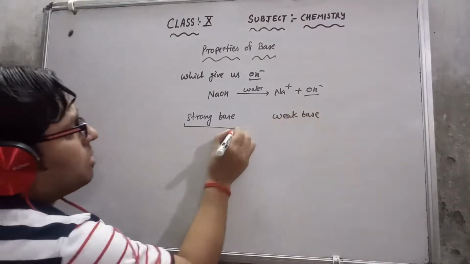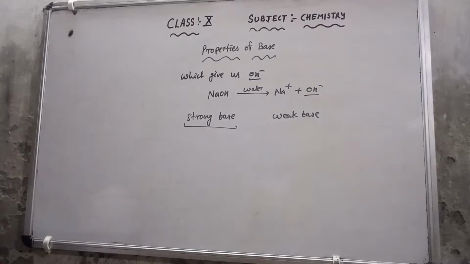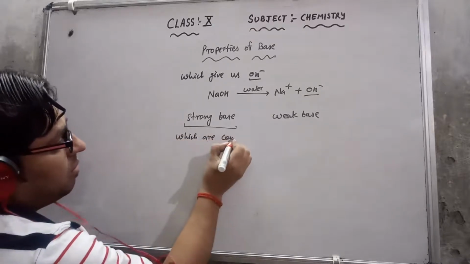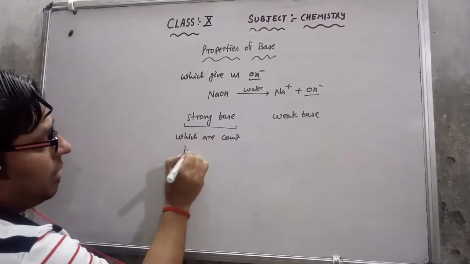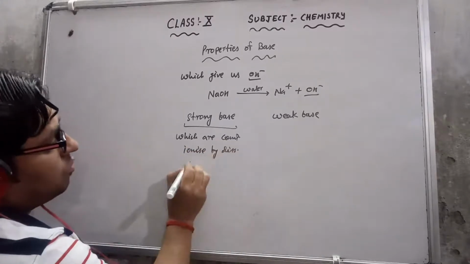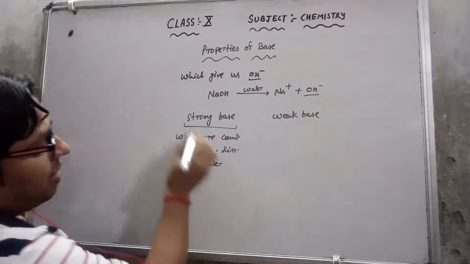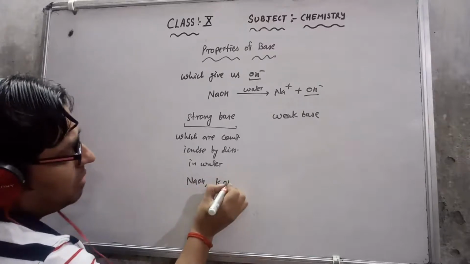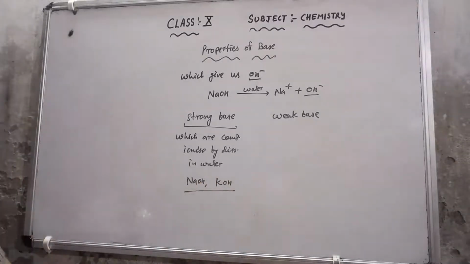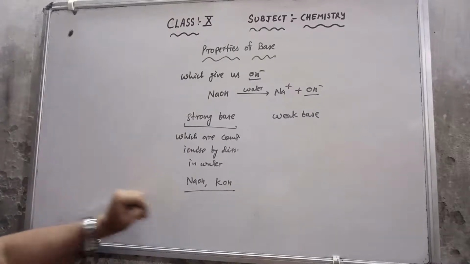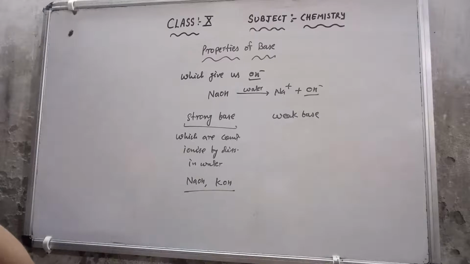It's also very simple. Strong base means those which are completely ionized by dissolving in water. They are called strong base. Like NaOH is there, KOH is there. These are the examples of strong base which, whenever I dissolve in water, are completely ionized to give us hydroxide ion.